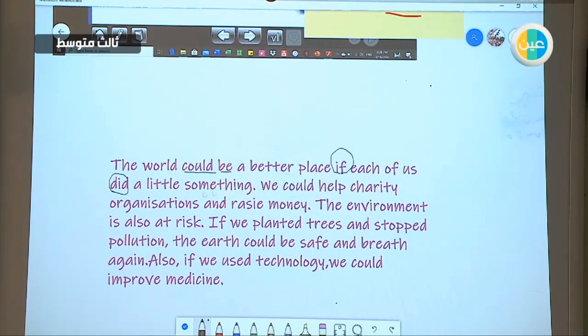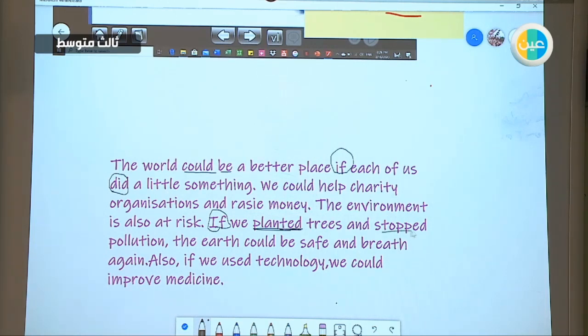We could help charity organizations and raise money. The environment is also at risk. If we planted trees and stopped pollution, the earth could be safe and breathe again. Now we have F here. We have the verb planted in the past tense. We added ed at the end of the verb because it's a regular verb.